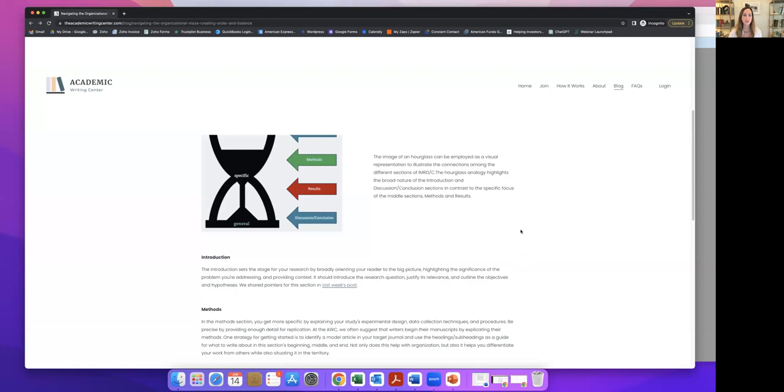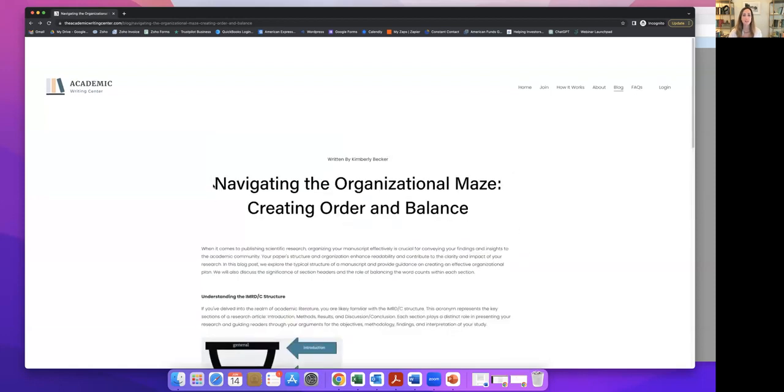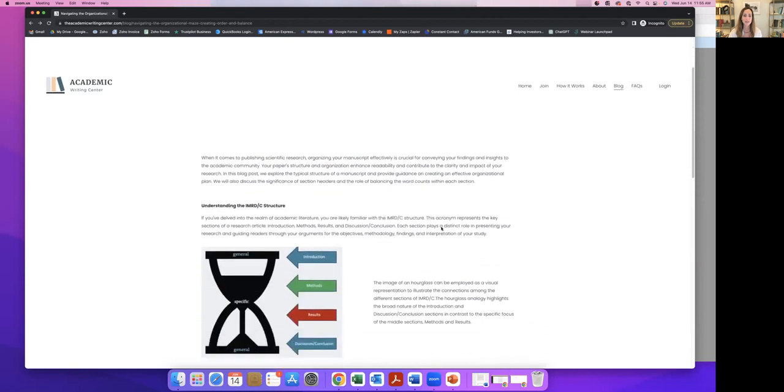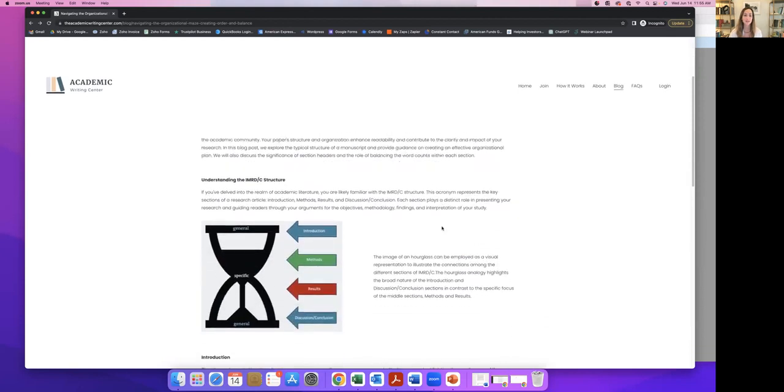Okay. So the blog post is called Navigating the Organizational Maze: Creating Order and Balance. And we use this analogy of an hourglass to take you through, top to bottom, the major headings in a research article. As you are likely aware, if you're writing a research article for a peer-reviewed journal, it likely has these major headings: introduction, methods, results, and discussion/conclusion.